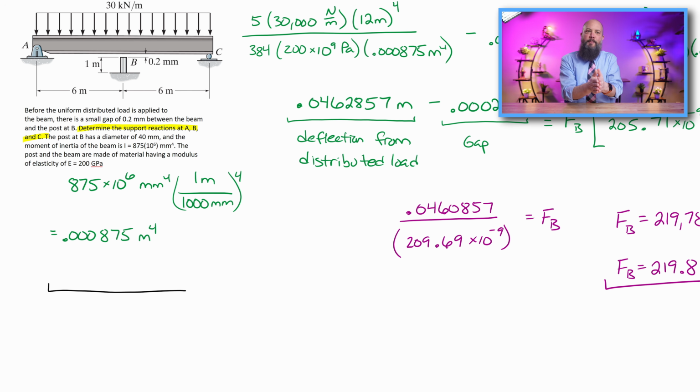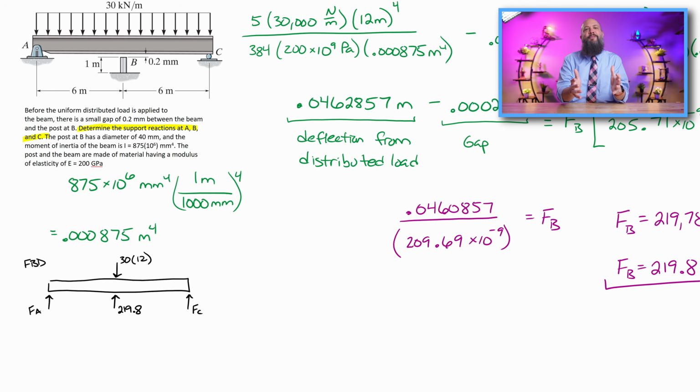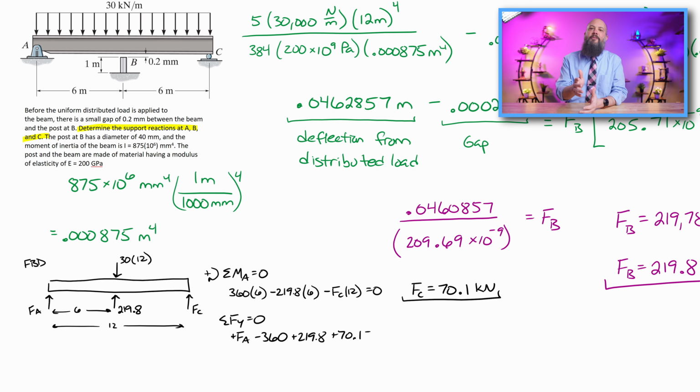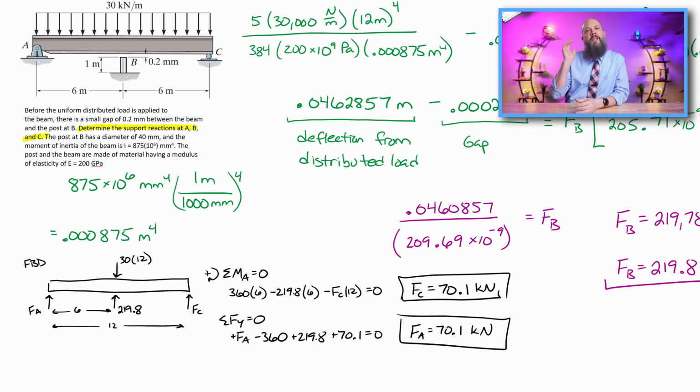So now that we have the force in the middle, we can go back and probably do what we should have done at the very beginning of the problem, draw a free body diagram to solve for the reaction forces. We can do a sum of moments about point A. That lets us find that force at C is 70.1 kilonewtons. And then a sum of forces in the y direction will show that, yeah, due to symmetry, it should be expected FA will also be 70.1 kilonewtons.